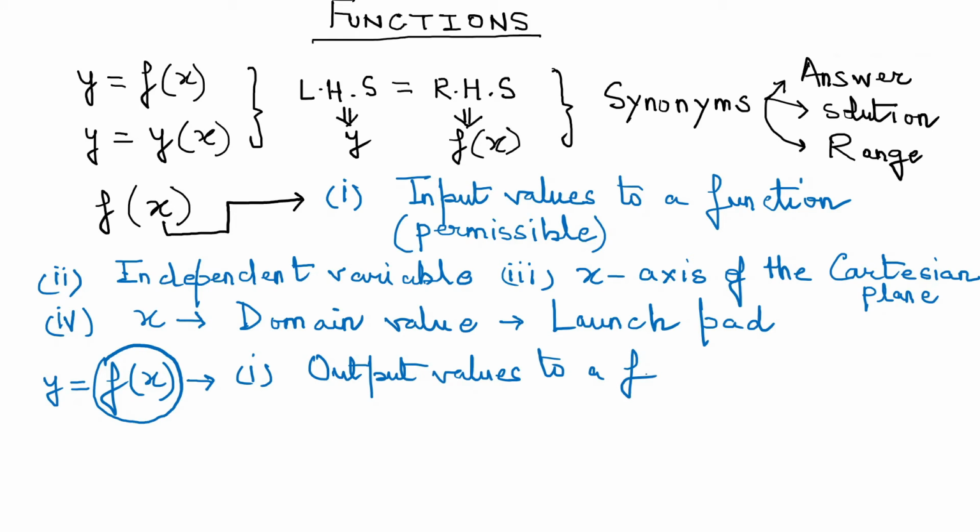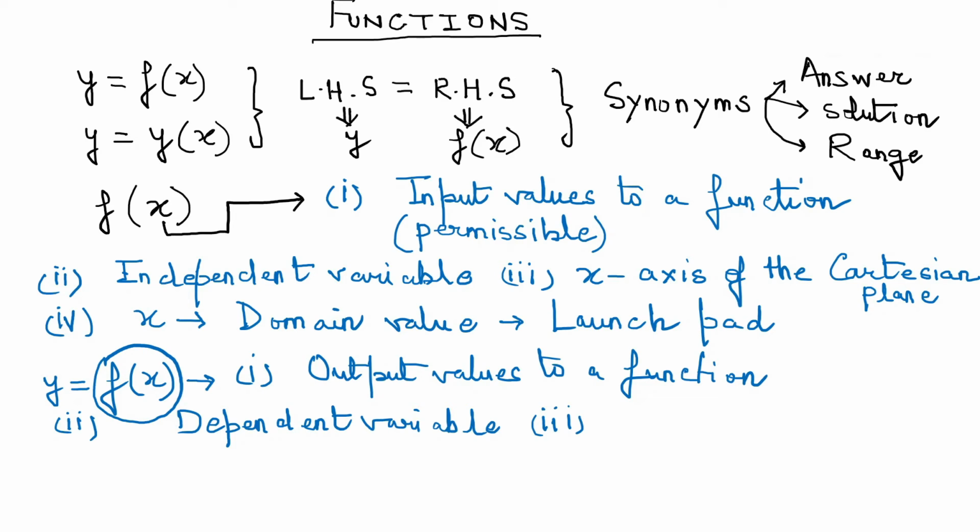Now once we know that these are the set of output values of a function, all these values are dependent on the domain, because if the domain values are not inputted, you will never have the range. So we call it a dependent variable y. The third thing which comes consequent to the first two discussions would be, where is it represented? It is represented on the y-axis of the Cartesian plane.